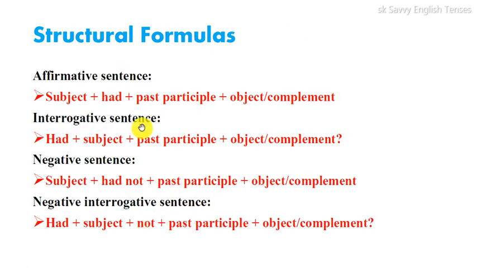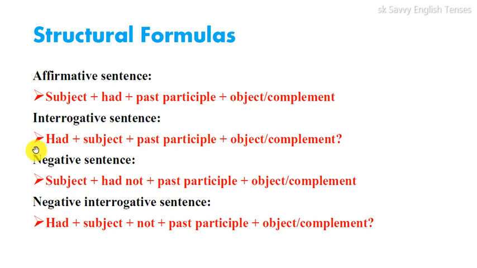Okay, what are the structural formulas for the past perfect tense? The first is the affirmative sentence, and the structural formula for the affirmative sentence in the past perfect tense is subject plus had plus past participle plus object. And the second is the interrogative, and the formula for the interrogative sentence in the past perfect tense is had plus subject plus past participle plus object.